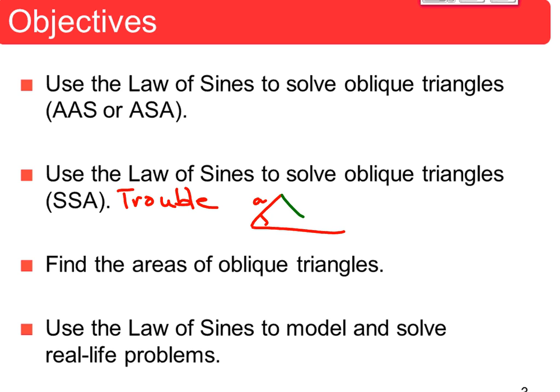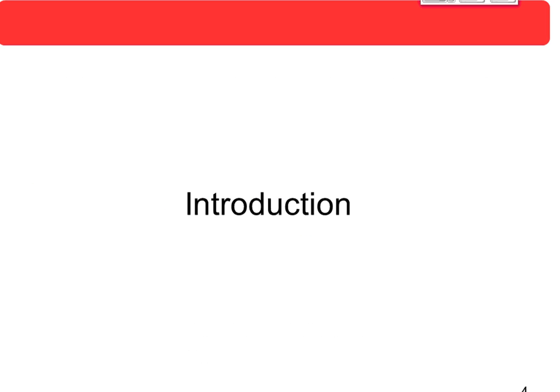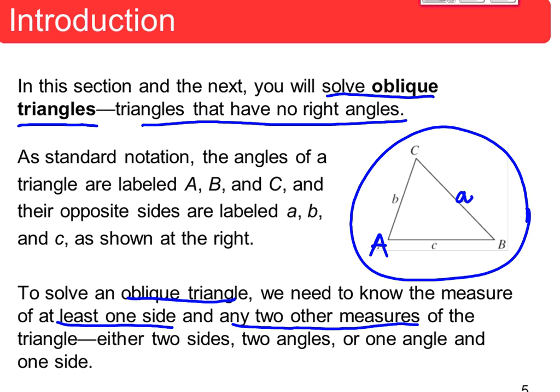But when we have two angles and a side, it's always going to work out. Then we'll just find the areas. That's just a formula thing. And then use the law of sines to model and solve, of course, real life problems, as we often do. So today we're just going to have that introduction for the law of sines. And the beauty of this is that now when we move away from right triangles, we can still find things that are related to that.